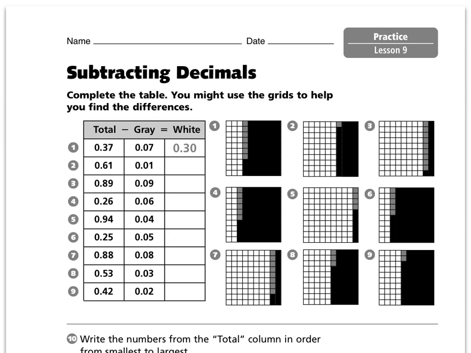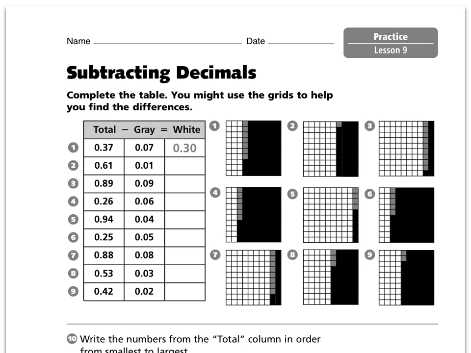Let's look at Chapter 8, Lesson 9, Practice, Subtracting Decimals. Complete the table. You might use the grids to help you find the difference. So we have the total minus the gray equals the white. The total is how many little cubes there are in all.